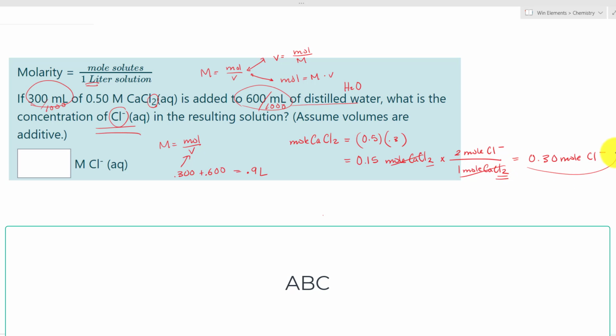Now to determine in terms of molarity, going back here, we know the value is going to be 0.3 moles. So now we plug it in: 0.3 mole divided by 0.9, and the answer is 0.33 molarity of chloride. And that's how we use molarity as an equation to solve for the concentration of specific ions in a solution.